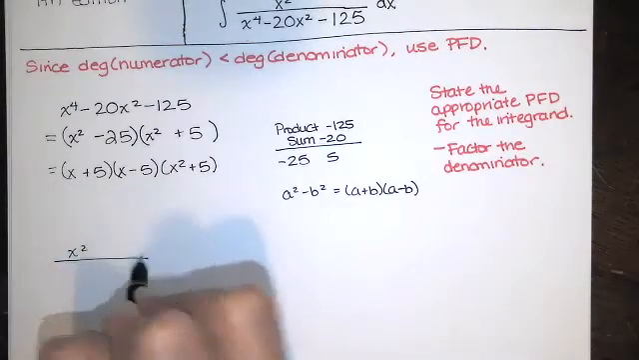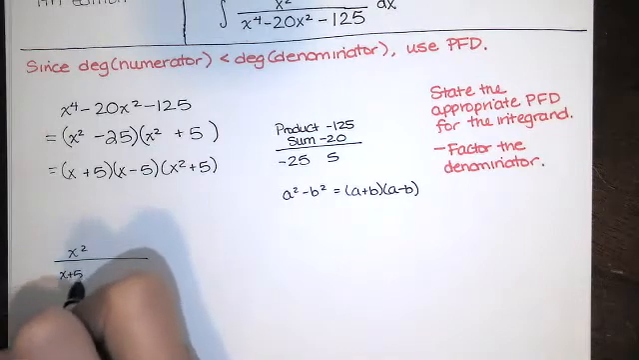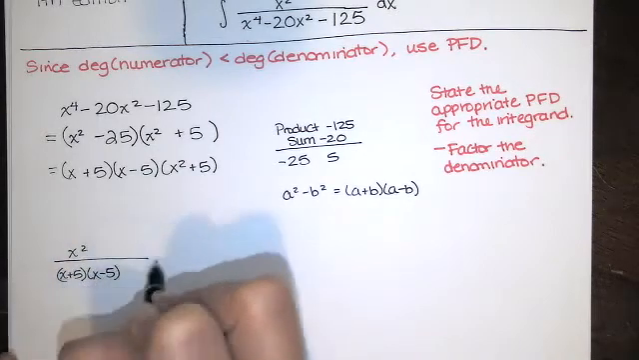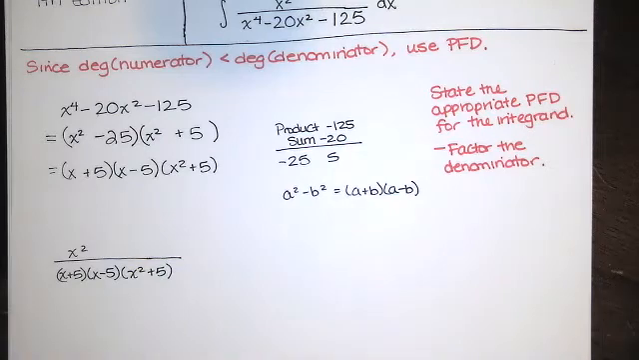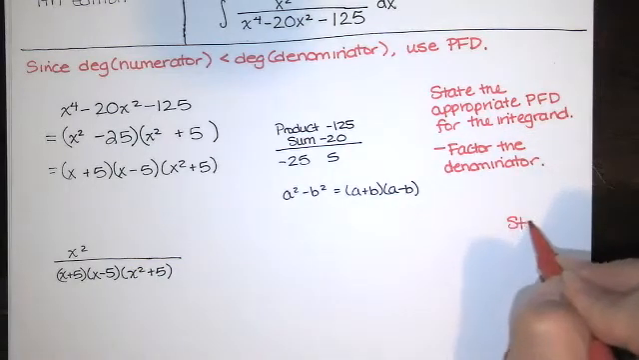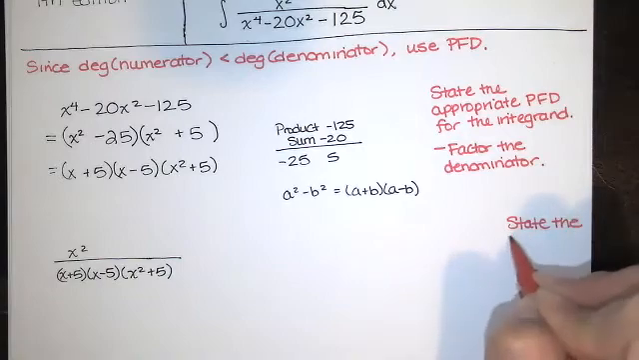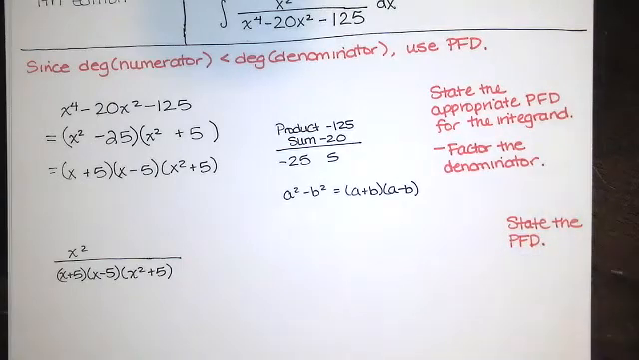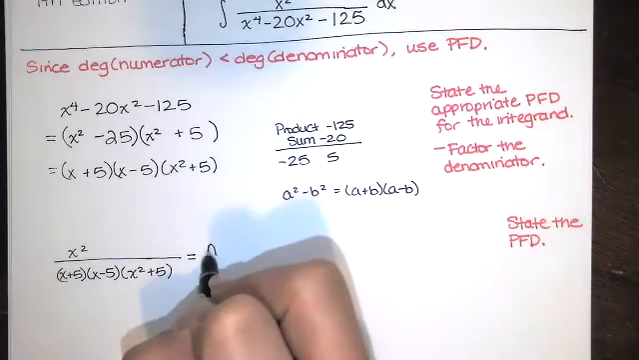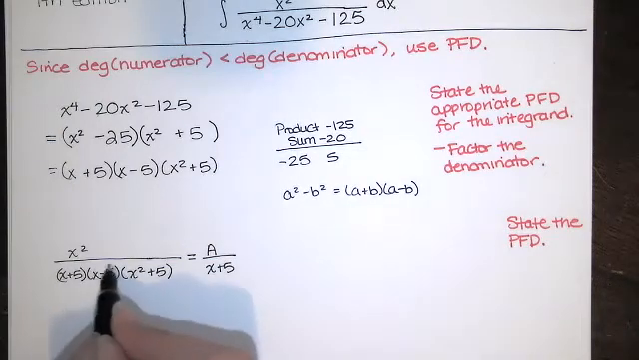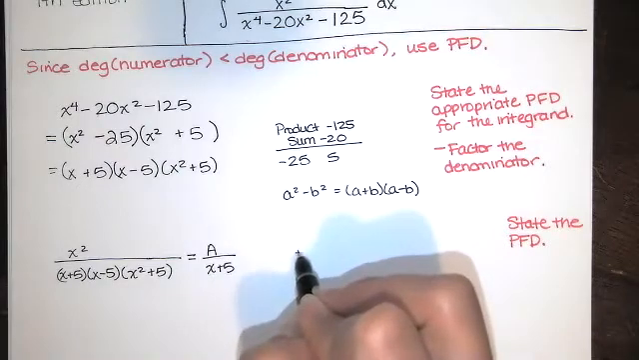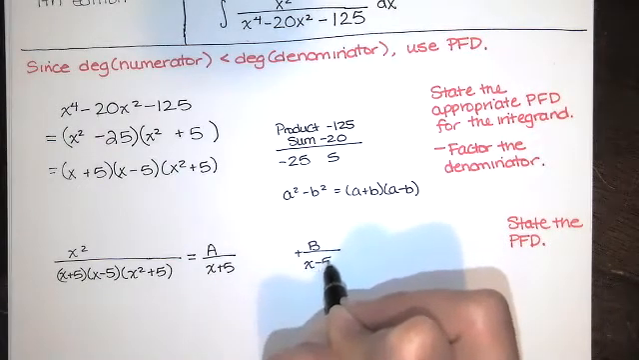And now I want to state the appropriate partial fraction decomposition, given that this is my denominator. The form of the partial fraction decomposition depends on these factors down here. Since this is a linear factor and it's not repeated, we just get a constant over that factor as a term in our partial fraction decomposition. And then we've got another linear factor, not repeated. So we're going to have a constant over that factor in the decomposition.